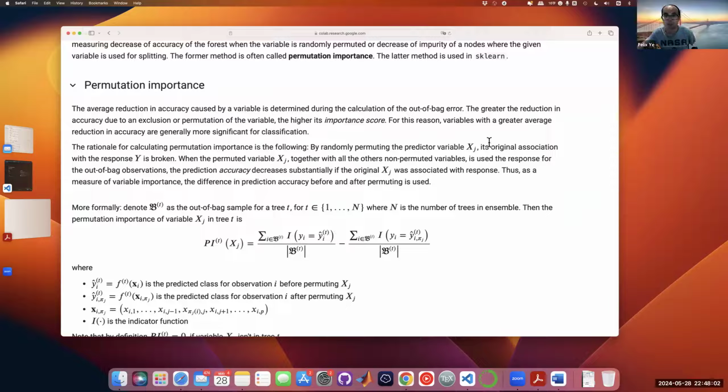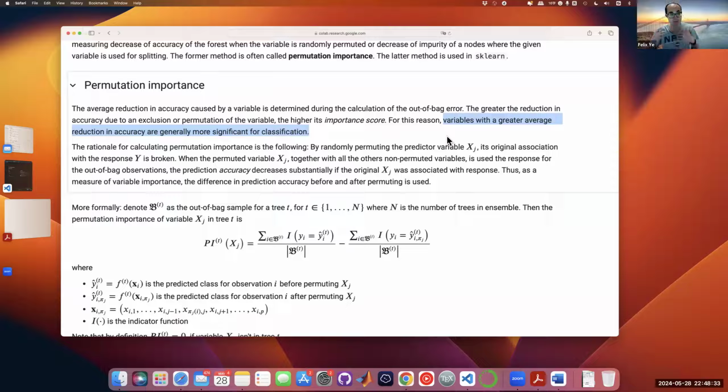So that's what I mean, this sentence right here. The greater the reduction in accuracies due to the permutation of the variable, the higher the importance score. So in general, variables with greater reduction in accuracies will be more significant for the classifications.